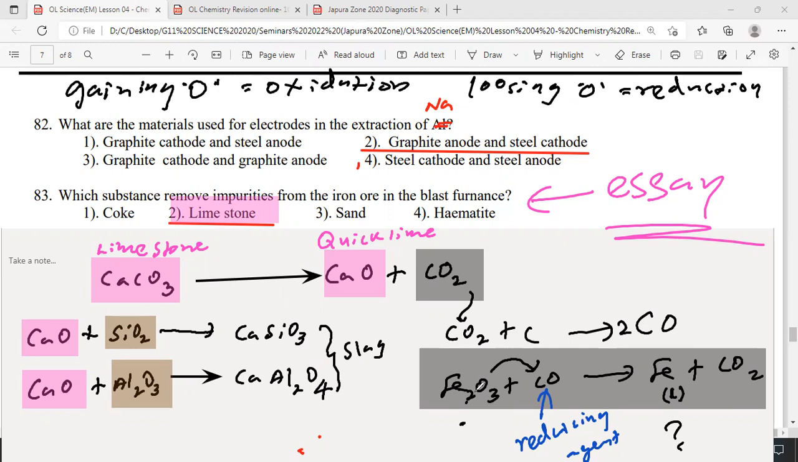What is this method of extracting iron called? Thermal reduction. Thermal means heat. Reduction is removal of oxygen. From whom? From hematite. To get pure iron, you have to remove oxygen from hematite. And one more thing, you can easily balance it.